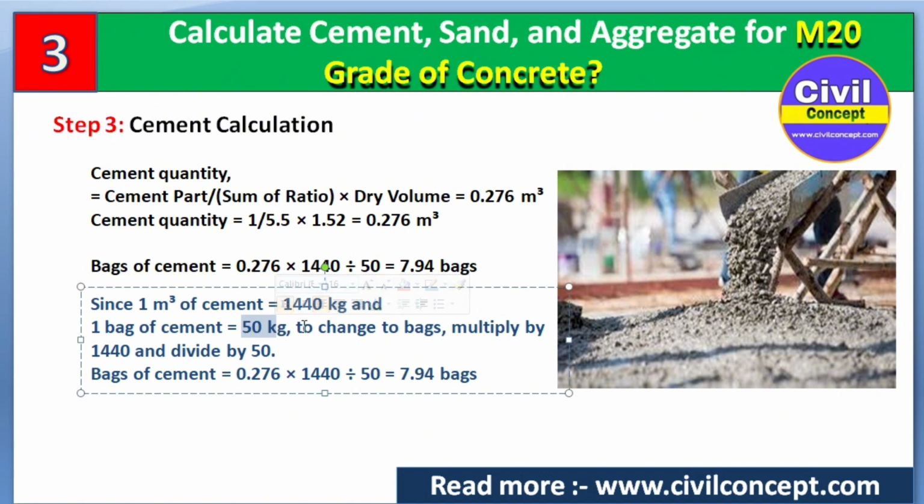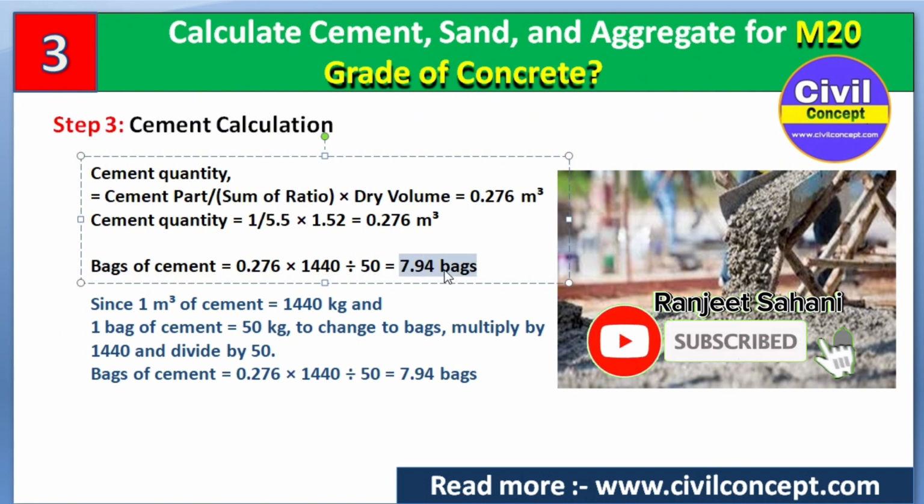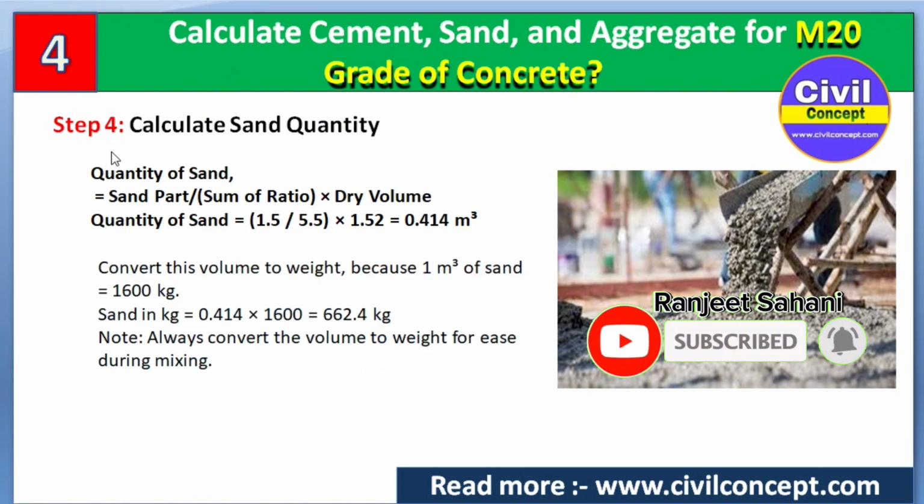Okay, so to change to bags, multiply by 1440 and divide by 50. I have clearly written it here, you can read. So we have to add 7.95 bags of cement. Now in step number 4 we will calculate the sand quantity.